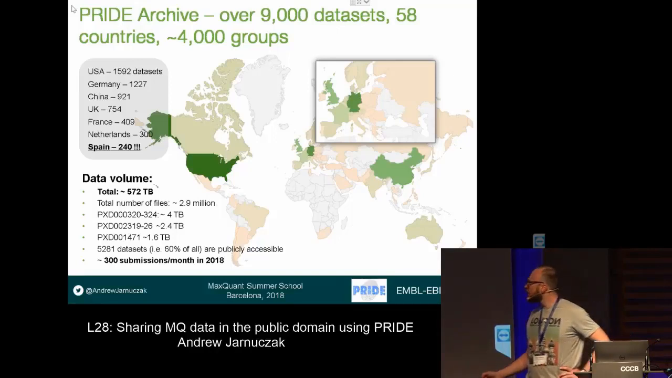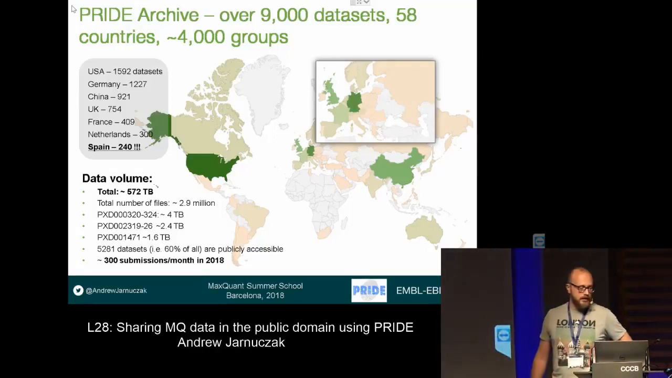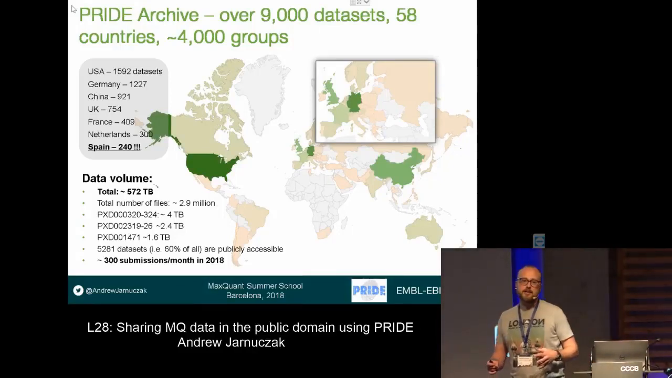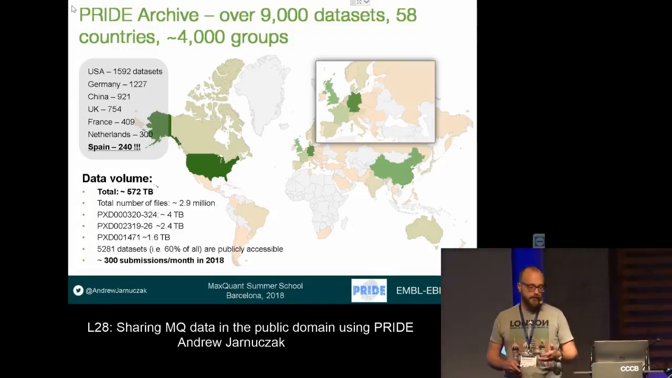Overall, we have something like 600 terabytes of data on our servers, and this is all in 3 million files. So it's quite a lot of data. I should also mention that at any one time, around 60% of all of that data is publicly available, so anyone can download it for free.